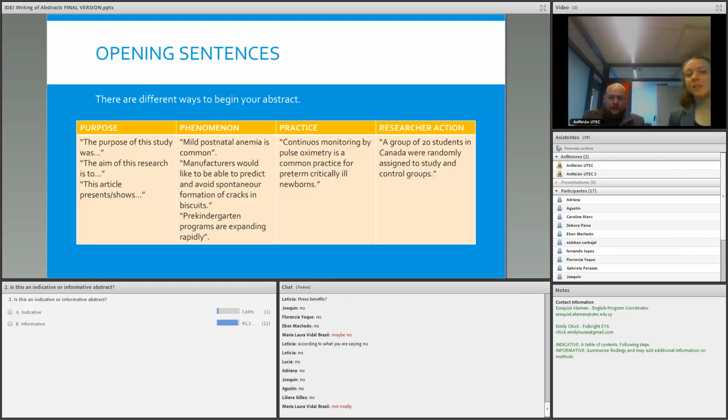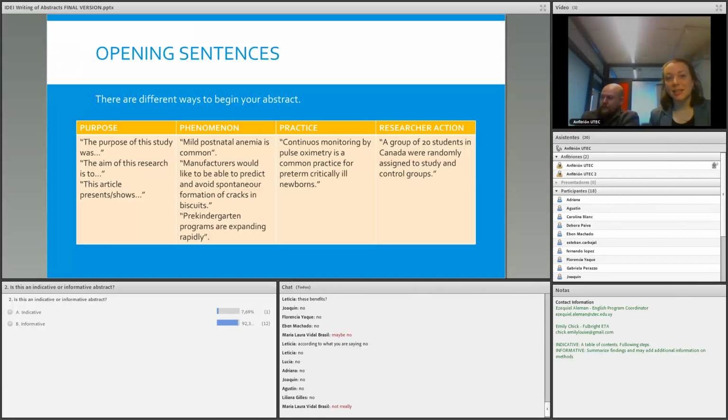Yeah, so there are a few different ways to start your abstract. You can either start with purpose, so talking about what the study is. So things like the purpose of this study was, the aim of this research is, or maybe a phenomenon. So talking about how common things are, or manufacturers would like to be able to predict and avoid spontaneous formations of cracks in biscuits, things like that. Or practices. And then also you could start with research or action.